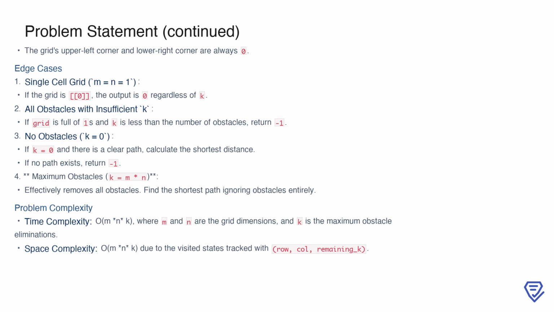The time complexity of this problem is O(m*n*k), because each state, defined by a combination of position and remaining eliminations, needs to be tracked. Similarly, the space complexity is also O(m*n*k), to account for the visited states. These constraints ensure that the solution is computationally feasible even for the largest allowed grid sizes.